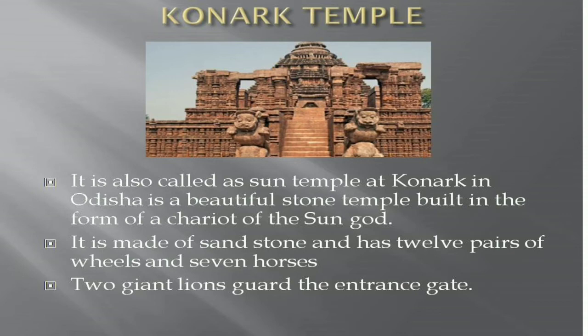Your next topic is Konark Temple. Konark Temple is also called Sun Temple. Sun Temple at Konark in Odisha is a beautiful stone temple built in the form of chariot of the sun god. It is made of sandstone and it has 12 pairs of wheels and 7 horses. The spokes of the wheels are carved as sundials and it can tell the time of the day. 2 giant lions guard the entrance gate.